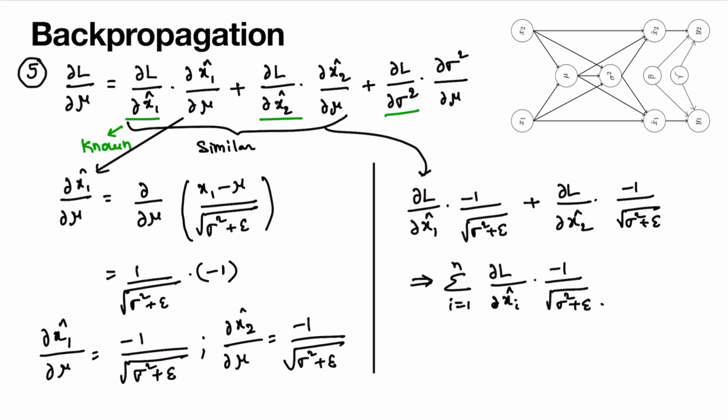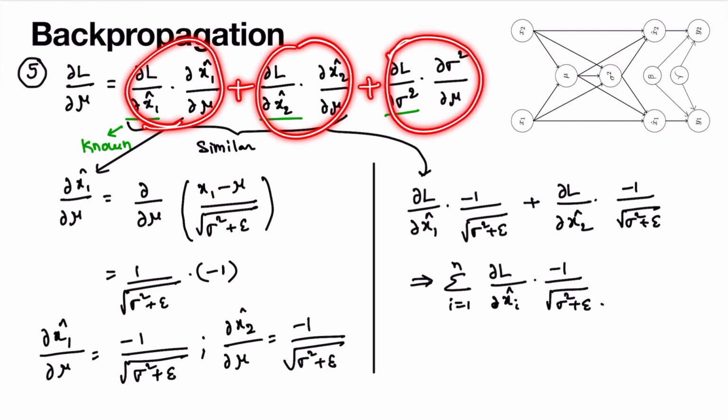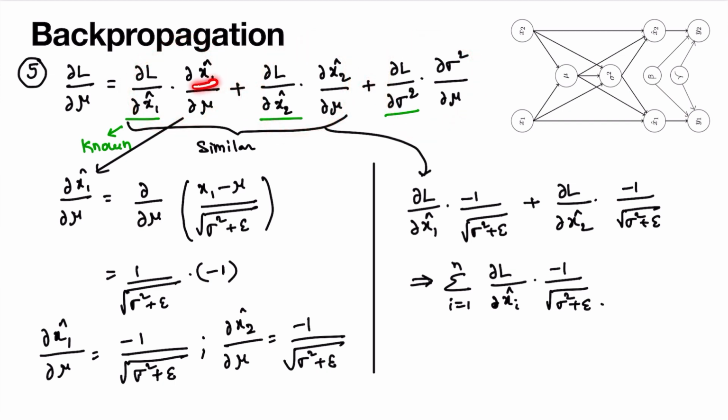Now we need to do the same for mu. If you see, mean is going as input for 3 elements here: one is x1 cap, another is x2 cap, another is sigma square. That is why you have 3 terms here. This is the first term, this is the second term, this is the third term. So similarly, we need to take this one. Now x1 and x2 are similar terms, so if you take one of them, the other we can replicate. And sigma square we need to calculate. Whatever these green underlines are, these are all known values already. Just now we calculated with respect to sigma square, and x2 cap and x1 cap we already know.